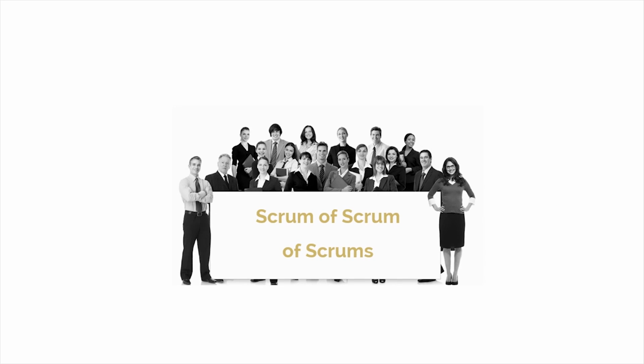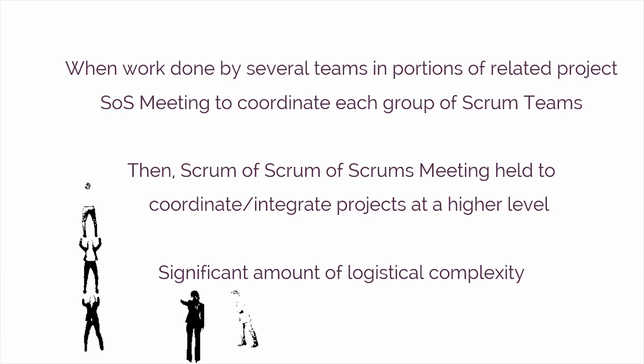In organizations that have several Scrum teams working on portions of a project simultaneously, the SOS meeting can be scaled up another level to what is referred to as the Scrum of Scrum of Scrums meeting. In this situation, an SOS meeting is held to coordinate each group of Scrum teams working on portions of a related project, and then a Scrum of Scrum of Scrums meeting may be held to coordinate and integrate projects at a higher level. Teams have to carefully evaluate the benefits of having such meetings, as the third layer adds a significant amount of logistical complexity.